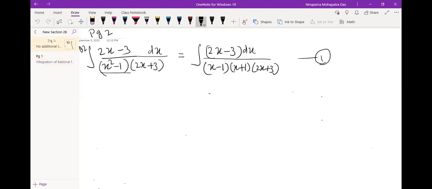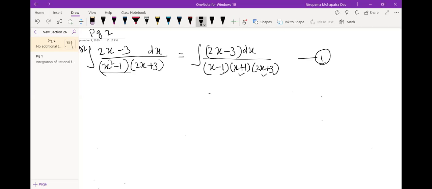Our second question is 2x minus 3 divided by x square minus 1 into 2x plus 3. Integrate this. Here you see the numerator is a polynomial of degree 1, a linear polynomial. The degree of the denominator is 3. Now one more thing: here we have x square minus 1. Though it looks quadratic, it can be factorized. So x square minus 1 can be written as x minus 1 into x plus 1. It means we have 3 non-repeated factors.